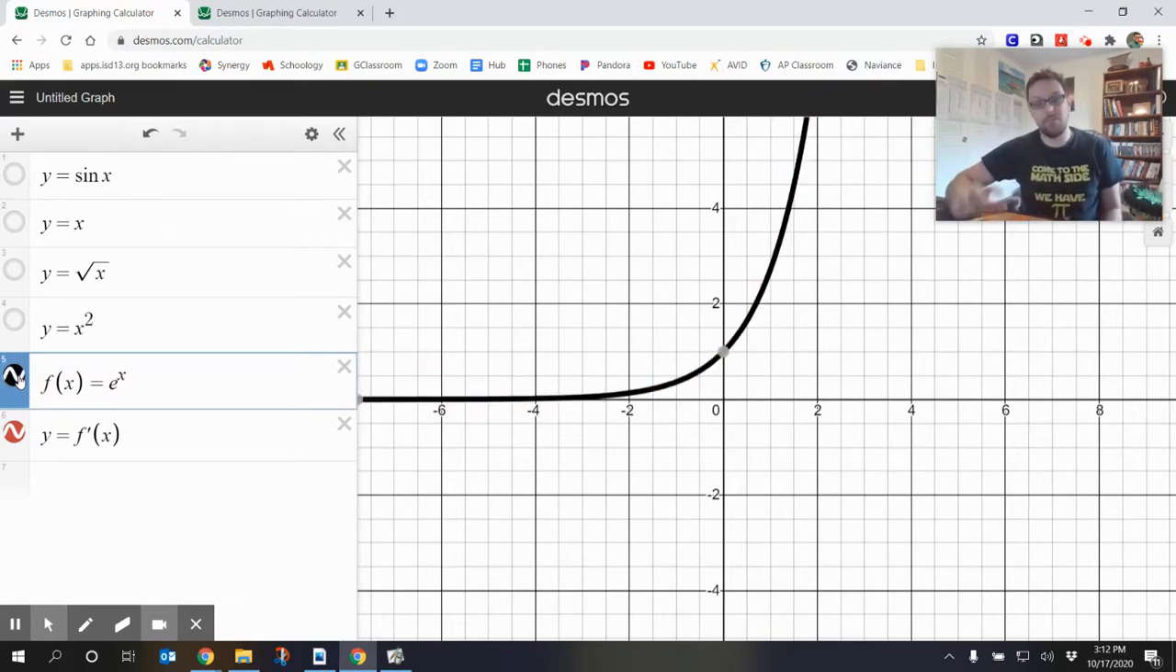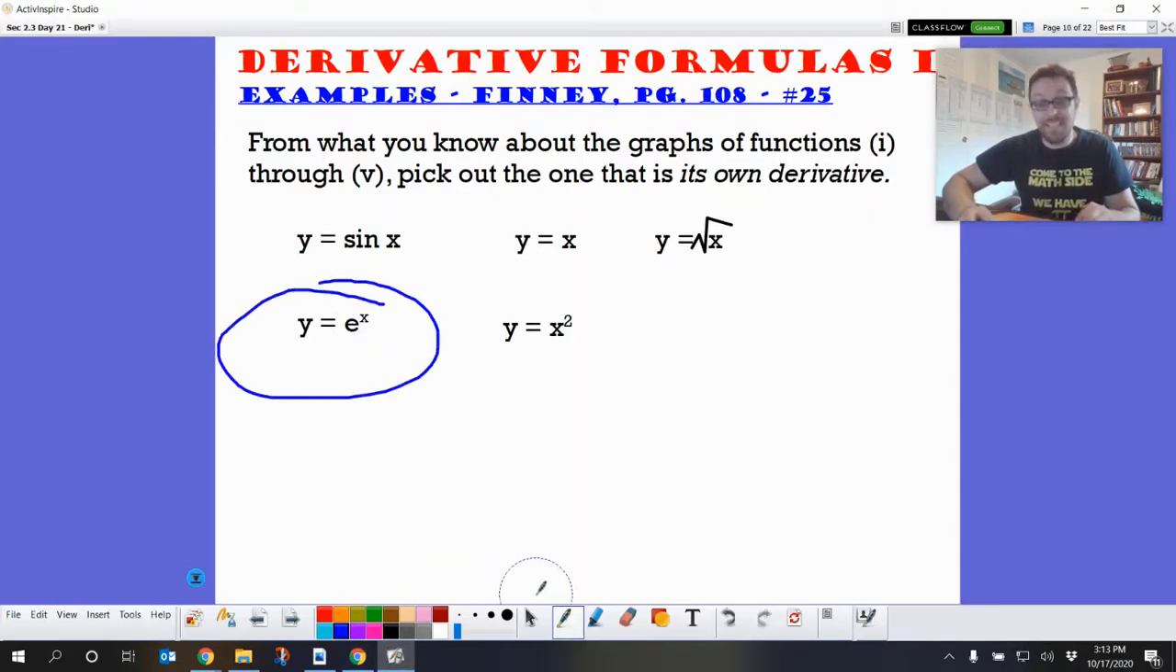Oh, that's really cool. It's one of the reasons why e is a very cool, exciting number, because it's its own derivative. E is representational of growth. And so when you take the derivative of it, it's still growth. So the growth of growth is growth. So the answer for this one turns out to be e to the x.